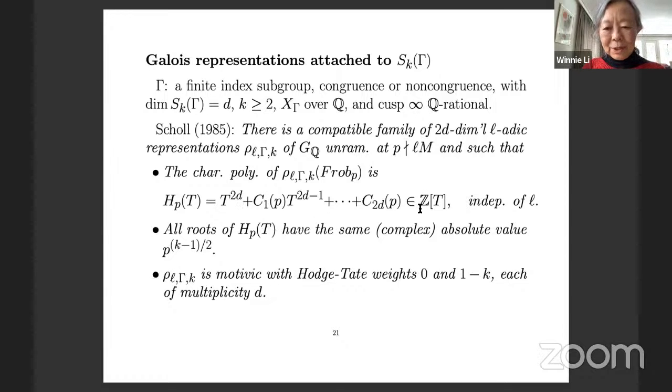Its coefficients are in Z, and they are independent of l. And second, all the roots of this characteristic polynomial have the same complex absolute value, namely p to the (k minus 1) over 2. And thirdly, this representation is motivic, just like the way I described before. And it has Hodge weights 0 and 1 minus k, just two different Hodge weights, each with multiplicity d.